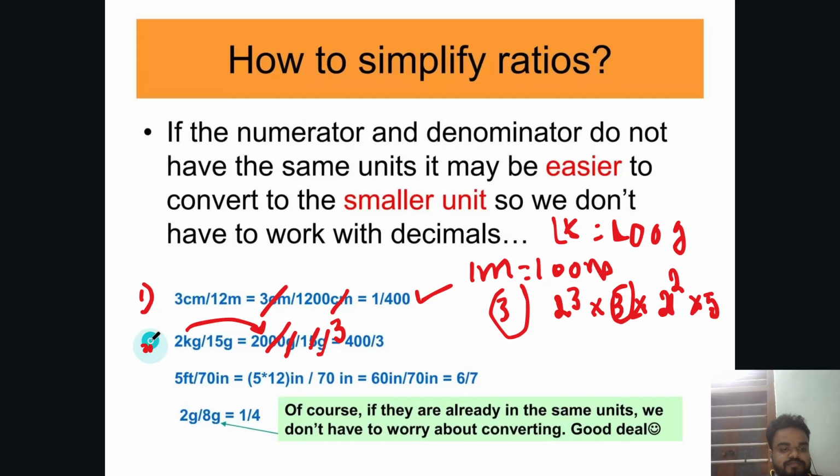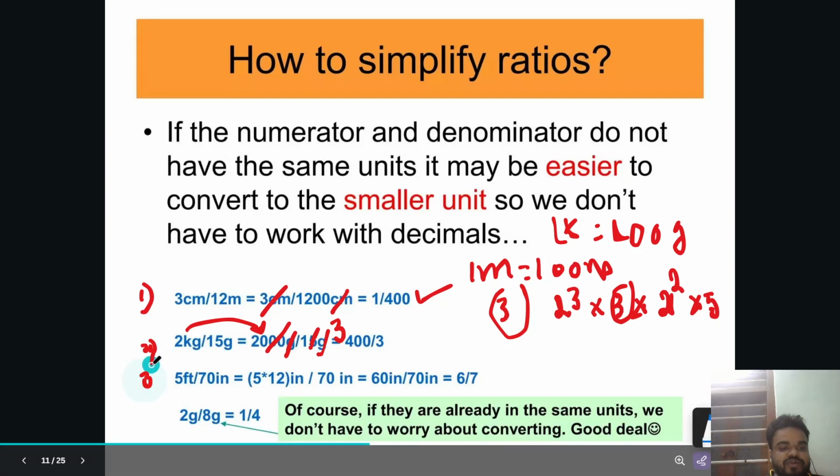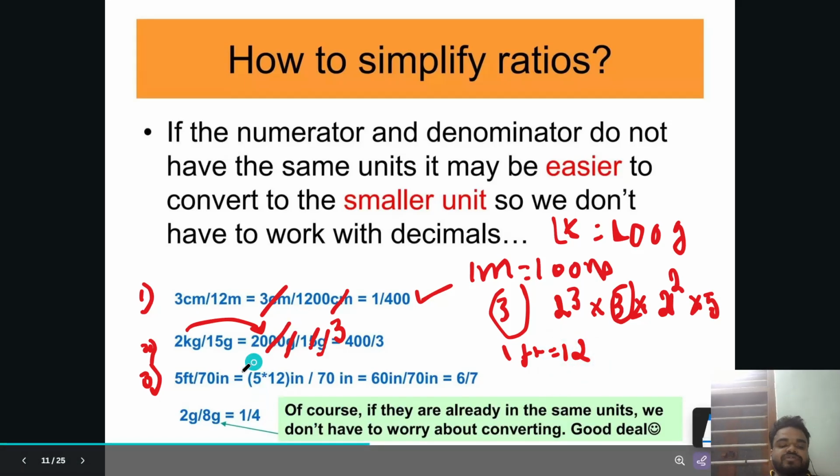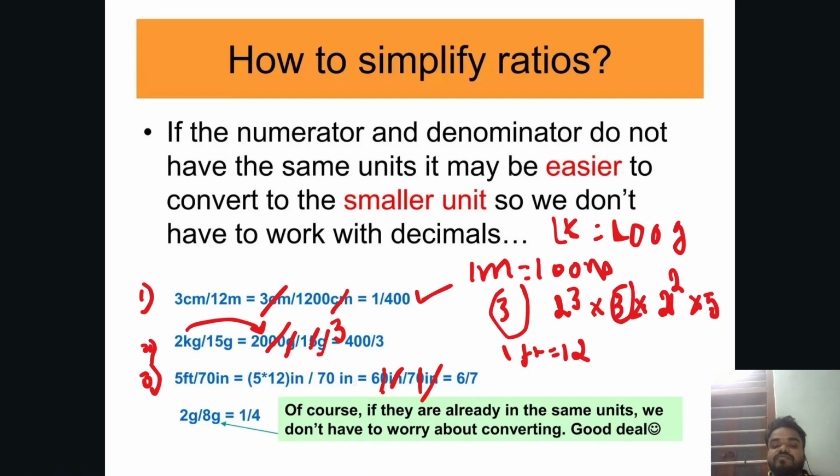One more example. 5 feet by 70 inches. We know that 1 feet is equal to 12 inches. So convert the feet into inches first. 5 into 12 is equal to 60 inches. So 60 inches by 70 inches, the units will get cancelled. 0 will get cancelled. So the simplest form of 5 feet by 70 inch will become 6 by 7.